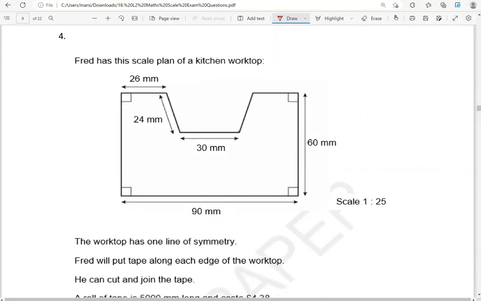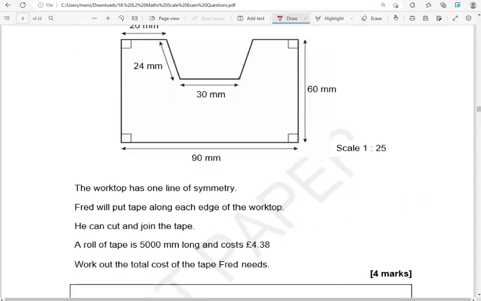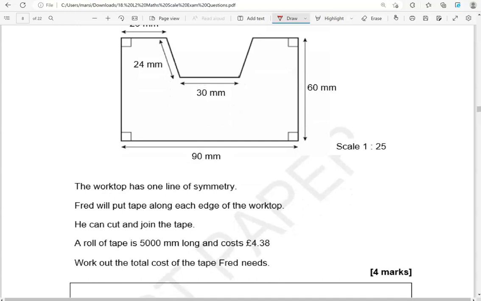Fred has the scale plan of a kitchen worktop. The worktop has one line of symmetry. Fred will put tape along each edge of the worktop. He can cut and join the tape. A roll of tape is 5,000 millimeters long and costs £4.38. Work out the total cost of the tape Fred needs.